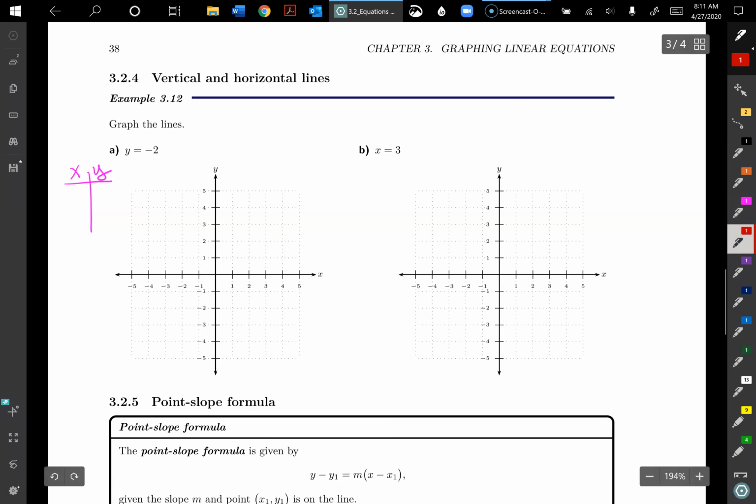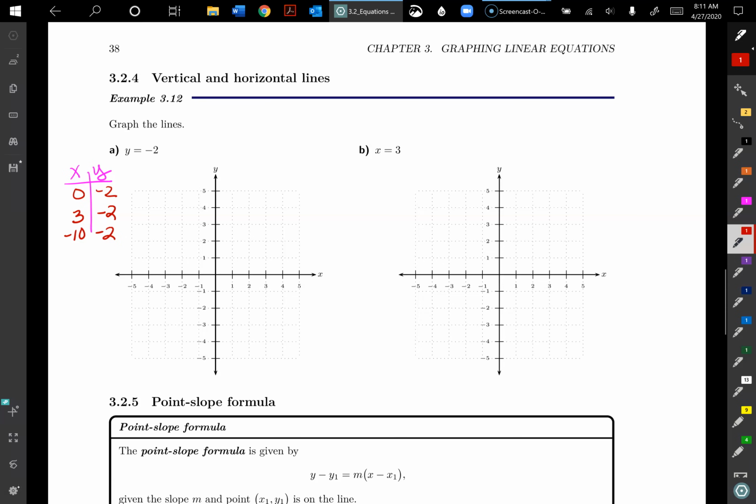So when I pick a value for x, I pick 0. And what does my rule say? Well, it says y is -2. Doesn't matter what x is. And say I pick 3. It says y is -2. If I pick -10, it says y is -2. So it's -2 no matter where I put it, no matter how I slice it.